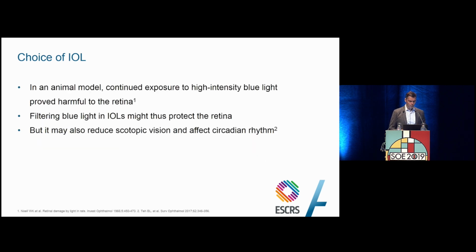Now, in an animal model, published in '66, they had a lamp with high intensity blue light, and they shone it on the eyes of rats. What they found is that the retina was destroyed by the high intensity continued blue light. And there came the possibility that filtering blue light in IOLs might protect the retina. But blue light is also important for scotopic vision and for circadian rhythm, for our wake and sleep routine.